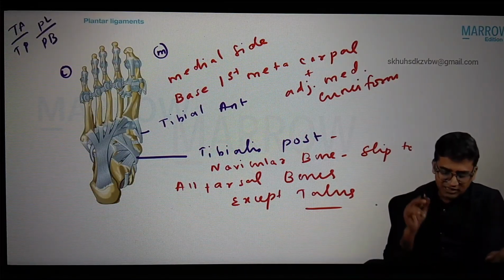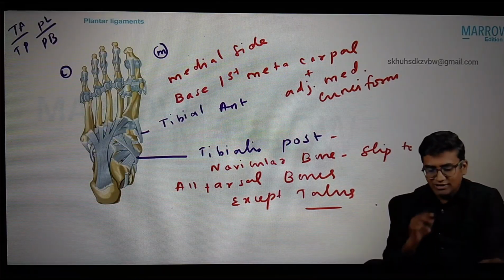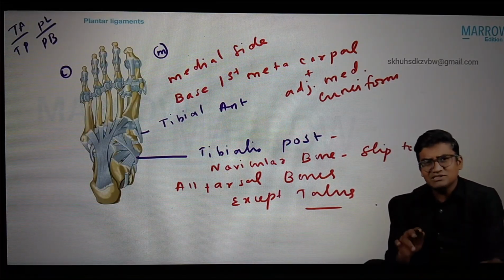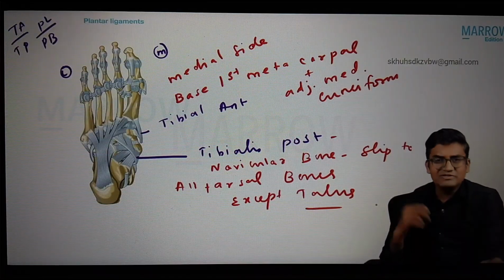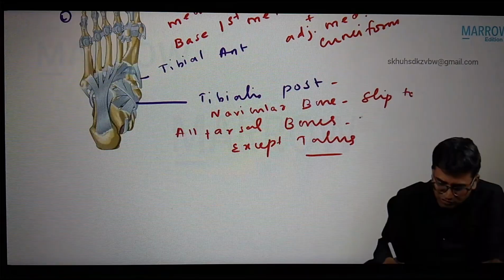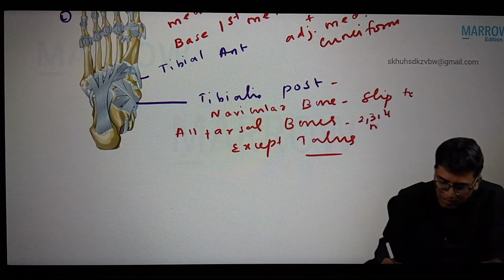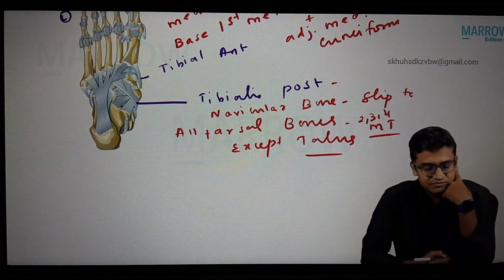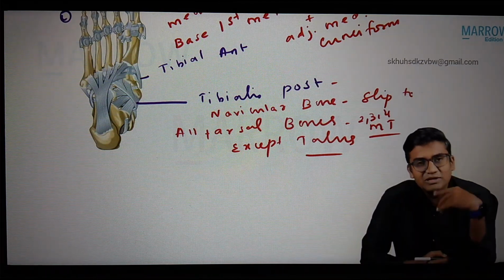So, talus bone is the only tarsal bone which does not have any muscle attachment. Tibialis posterior is mainly attached to the navicular bone, and it also gives a slip of attachment to all tarsal bones and also to the 2nd, 3rd, 4th metatarsal bones. That is the insertion of tibialis posterior.